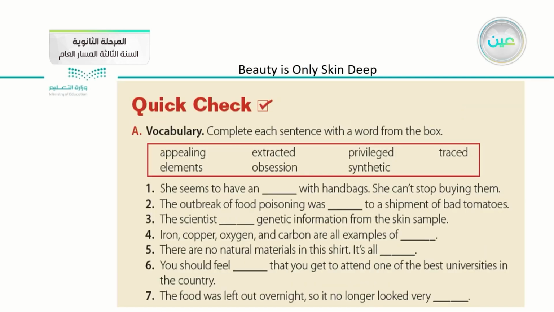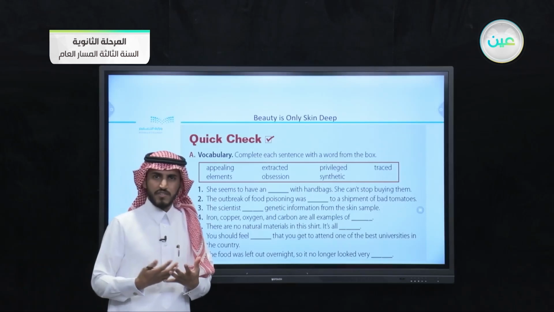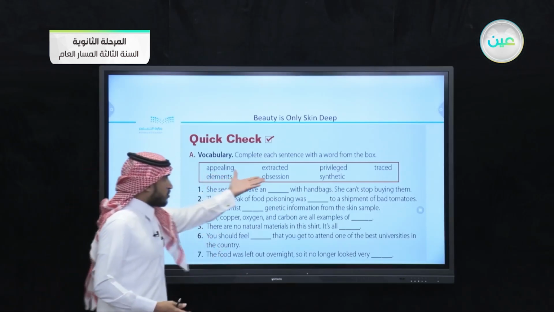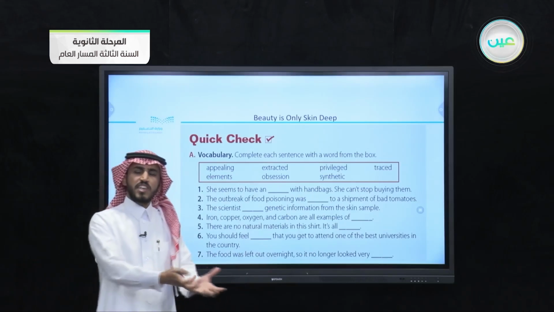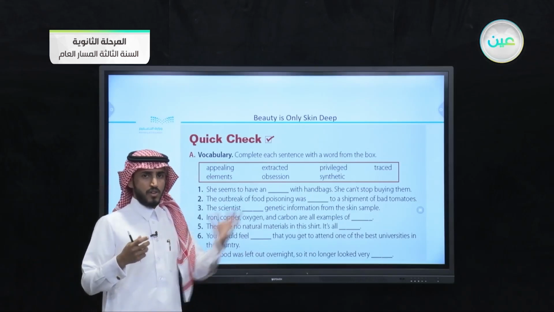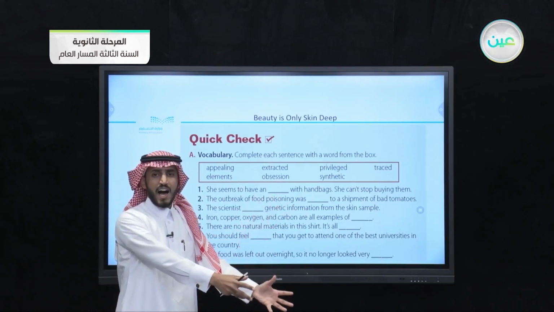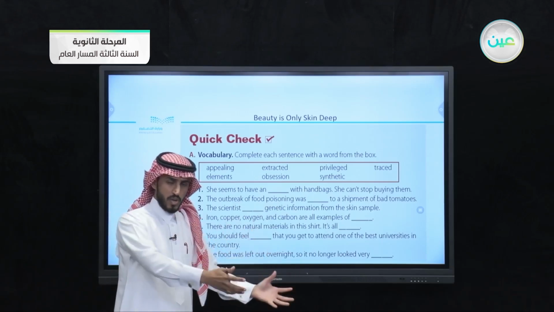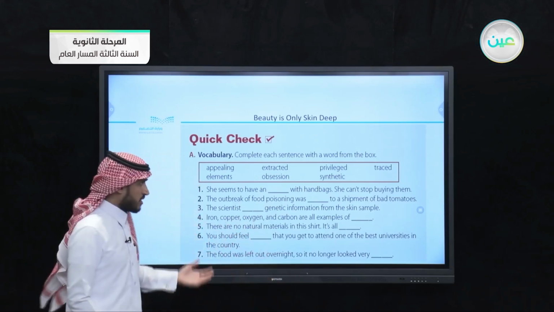Now let's go to the first part, which is vocabulary. We have 7 words. We will start with the first one, the word appealing. The word appealing means something attractive, something that you like, something looks beautiful. Number 2, extracted means taken from. These words are extracted from the previous text. So we took these words from the text.